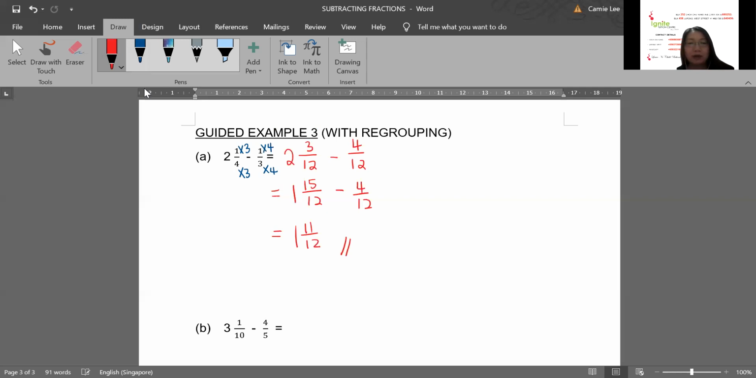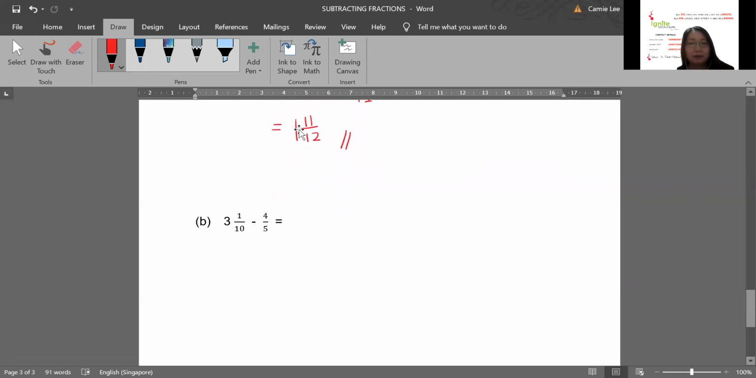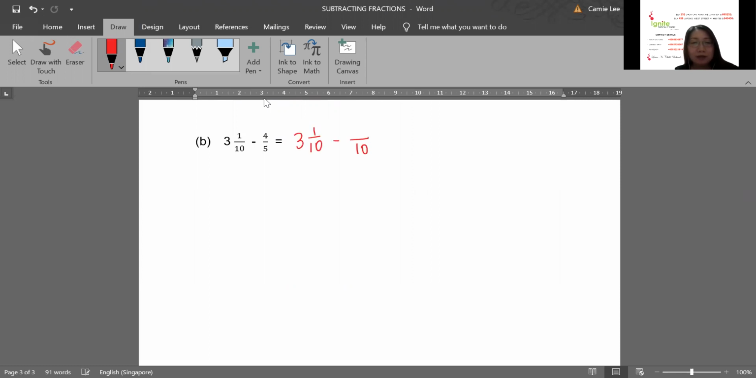Let's try the second one. 3 and 1 out of 10 minus 4 out of 5. The lowest common multiple of 10 and 5 is 10. So we will have 3 and 1 out of 10 minus, this is out of 10. 5 times 2 is 10. Multiply 2 to the numerator as well. 4 times 2 is 8.